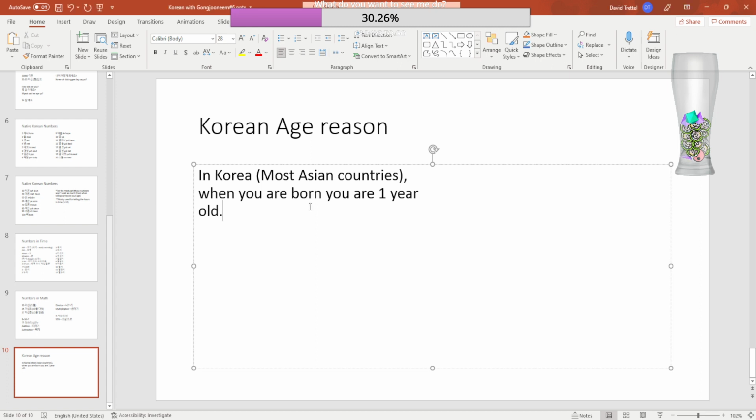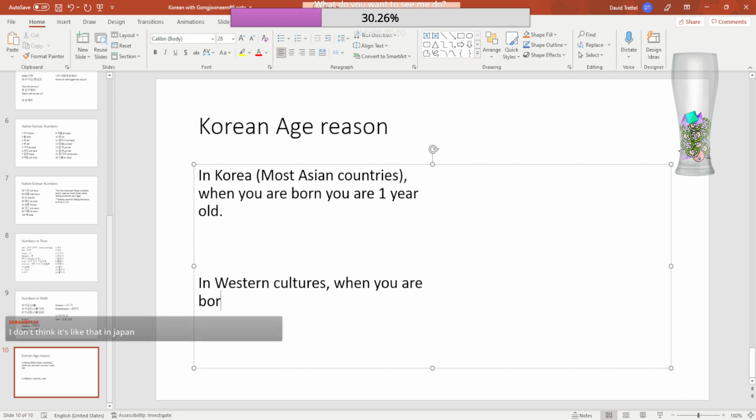Now, in Western cultures, when you are born, you are 0. Technically, you don't have an age like that. Japan, I think, might be a little different, but I do believe they still count their years differently. Like, I think China does the same way.